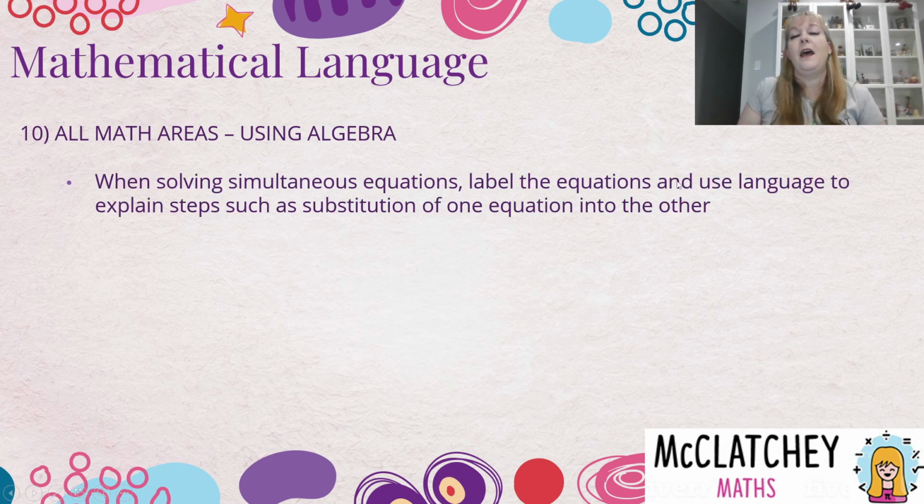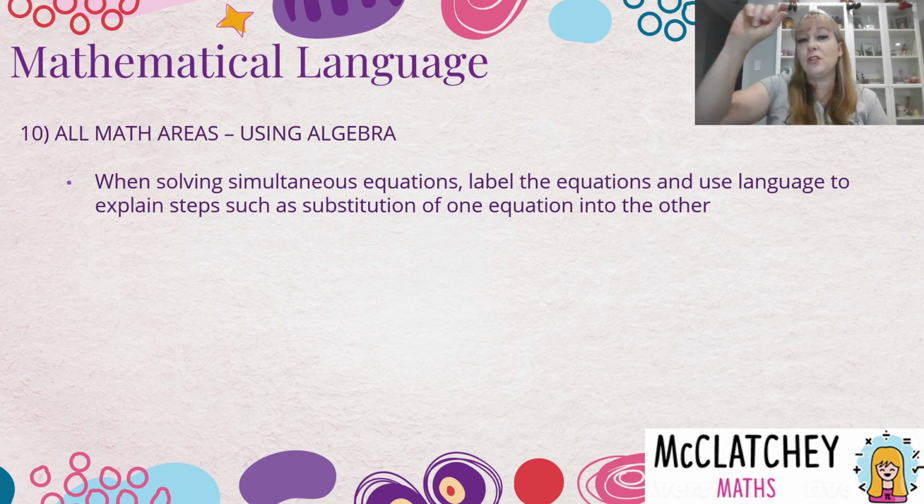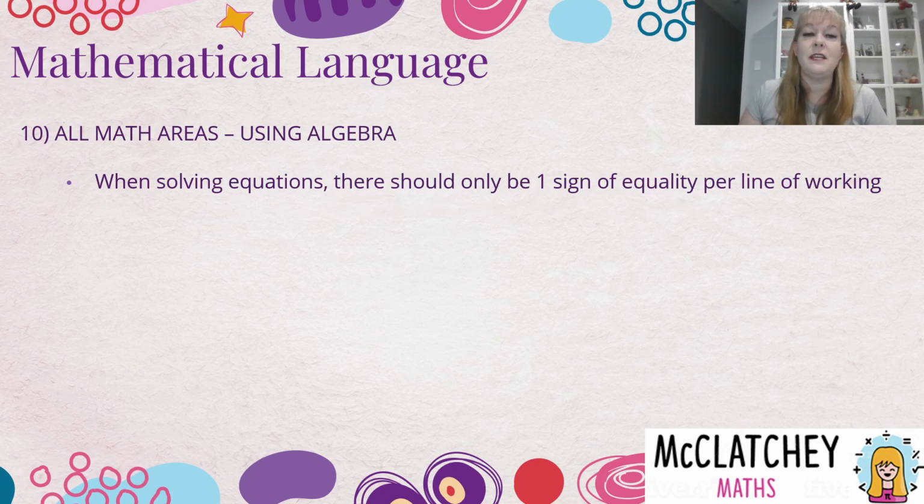I've already mentioned that we should also label equations if we're solving simultaneous equations. So if we've got a linear equation and maybe another linear equation or a non-linear equation, we should call one equation 1 and one equation 2, and then talk about that as we're substituting in.